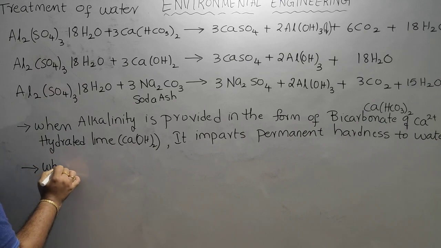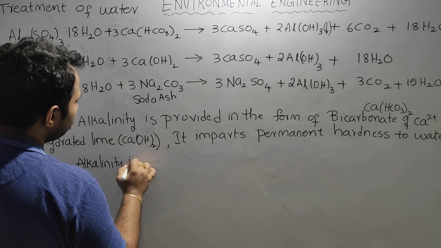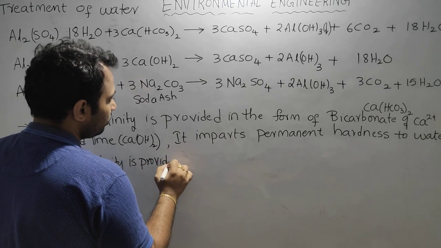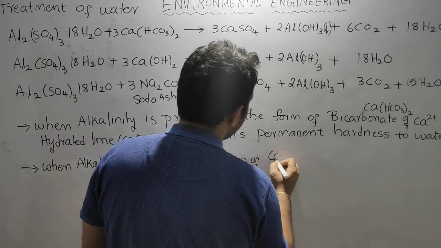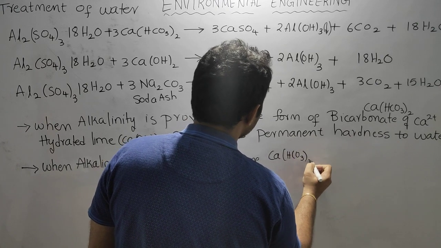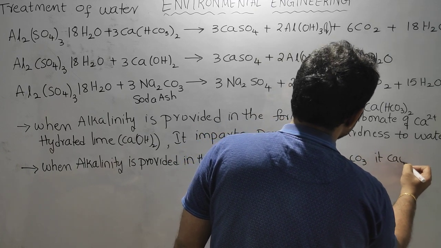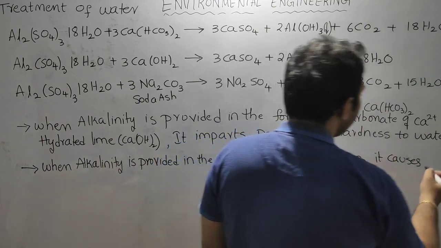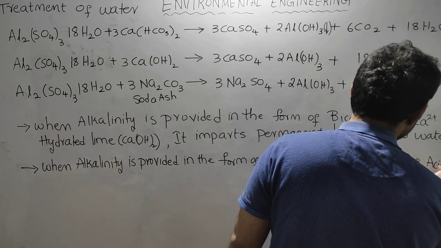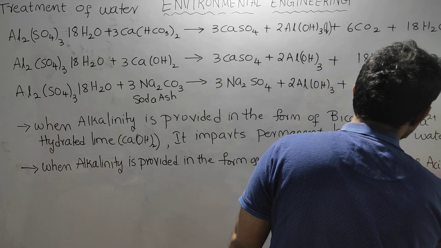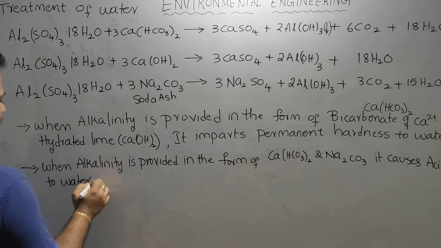Okay. Next, when alkalinity is provided in the form of Ca(HCO3)2 and Na2CO3, it causes acidity to the water. It imparts acidity to water.